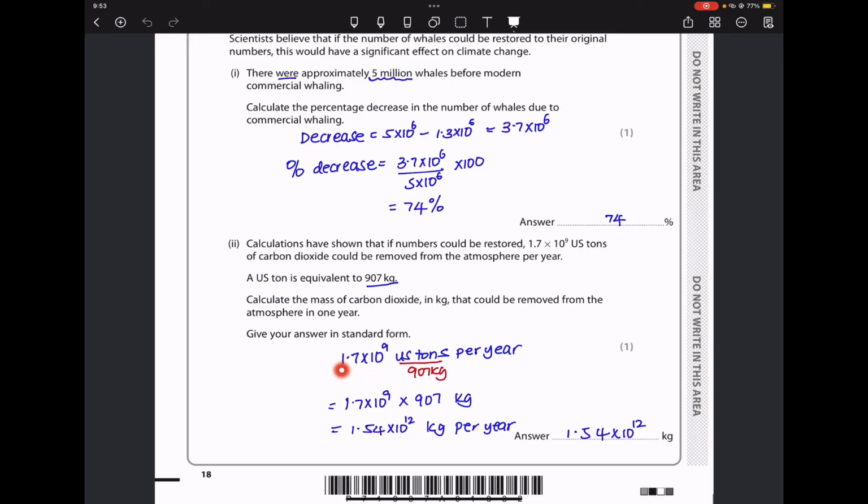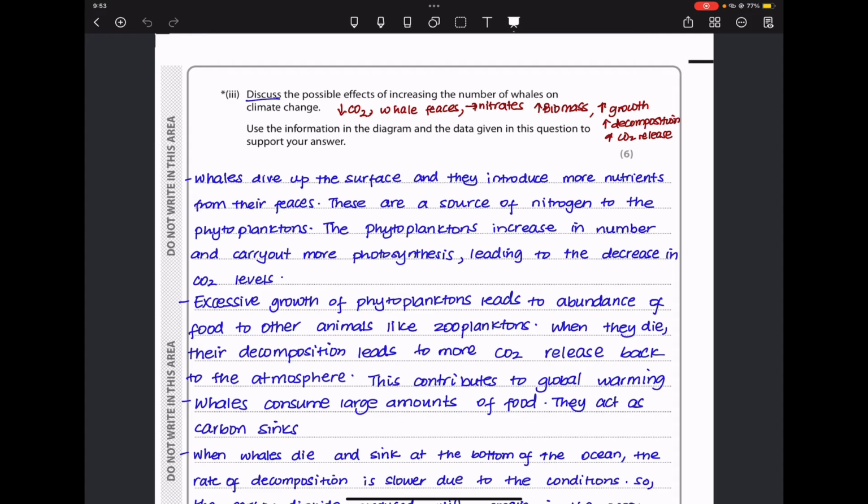This is the amount of carbon dioxide that is going to be removed per year, and this is equivalent to 907 kilograms. So in total, we have 1.7 times 10 power 9 times 907, giving us 1.54 times 10 power 12 kilograms per year, and this is my answer. Next, they say discuss the possible effects of increasing the number of whales on climate change.